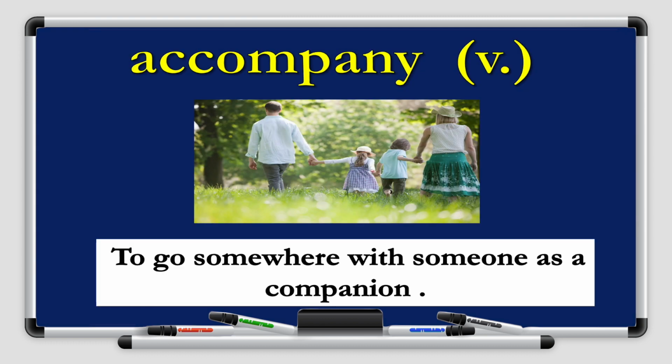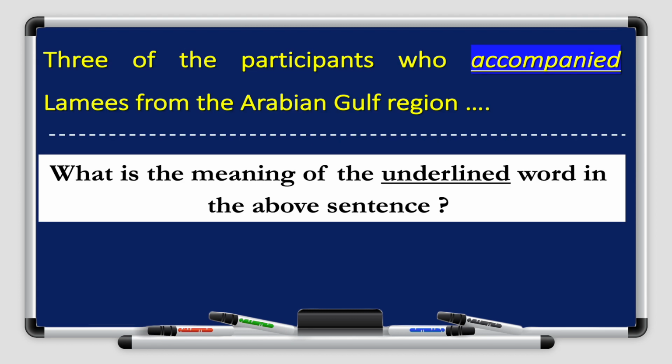So, accompany is a verb, and it is to go somewhere with someone as a companion. For example, me and my friends, we all go together. We accompanied each other. We went together to a specific place, let's say a football match. Three participants who accompanied Lamis from the Arabian Gulf region.